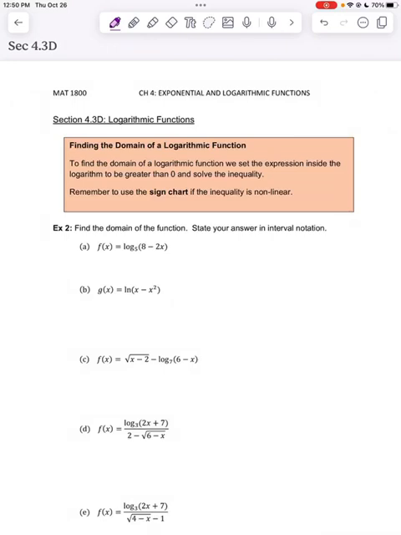Hello everyone. So section 4.3d, we are still working with logarithmic functions.